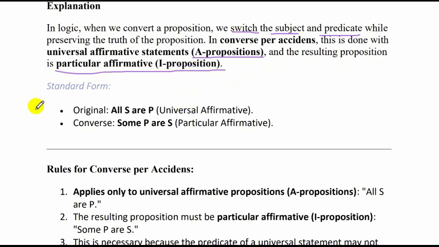Let's look at the standard form. Original is All S R P, which is a universal affirmative statement. All is a statement, S is the subject, R is the copula, P is the predicate. And in the converse, A goes into I proposition. Some are, they are I propositions. The subject of the original becomes the predicate of the converse, and the predicate of the original becomes the subject of the converse. That is here. They are interchanged.